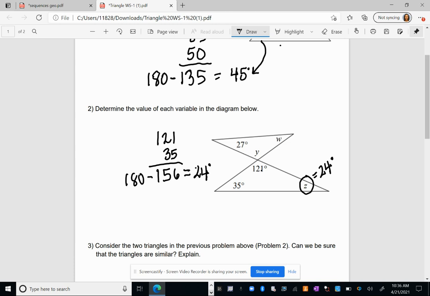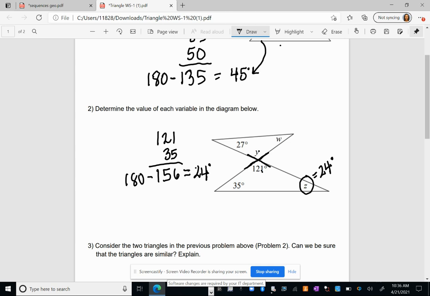Now, how am I supposed to figure out y and w? Because I've only got one. Well, we've got this right here. Remember, anytime two lines intersect, vertical angles are created. These y and 121, those are called vertical angles because they're across from each other and they are congruent.